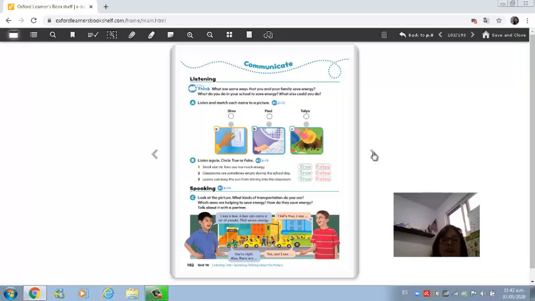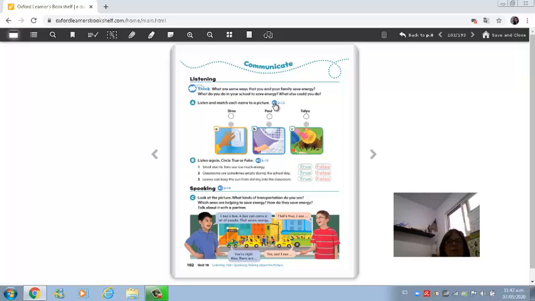Okay, let's talk about energy. What are some ways that you and your family can save energy? What do you do in school to save energy? Think about what else we can do. All right? We're going to listen carefully and you're going to match each name to a picture.